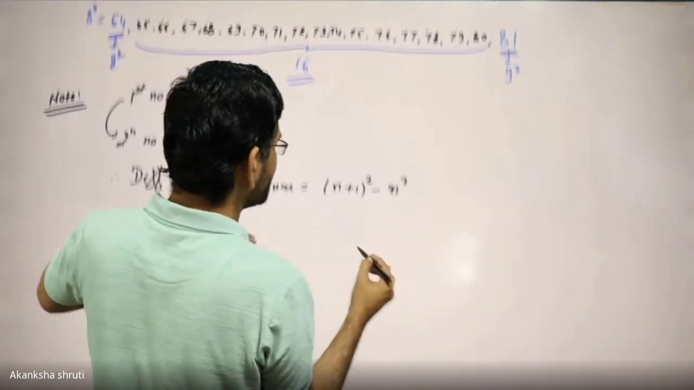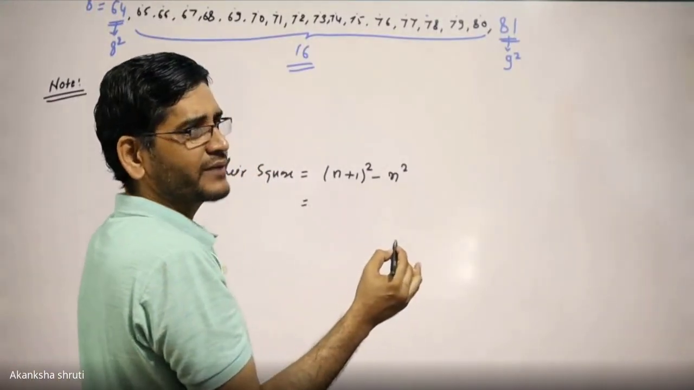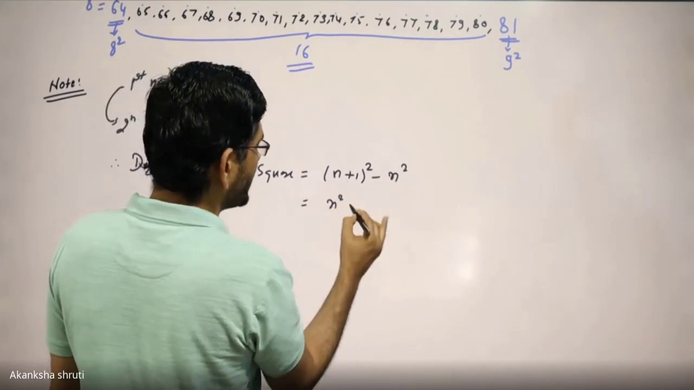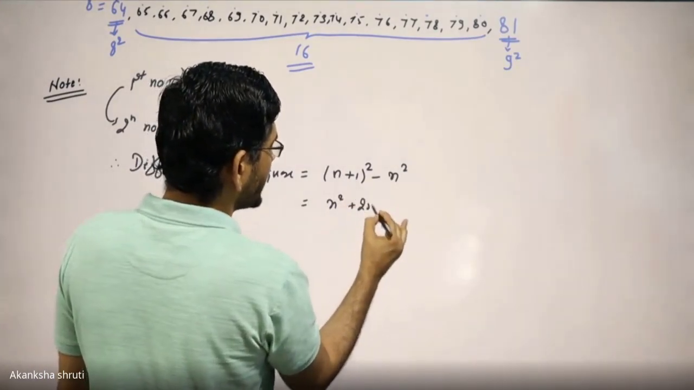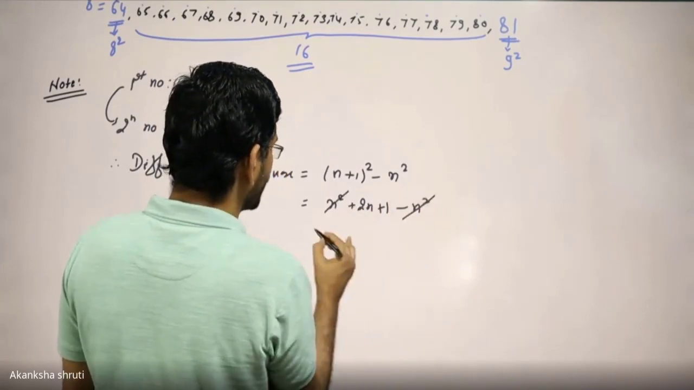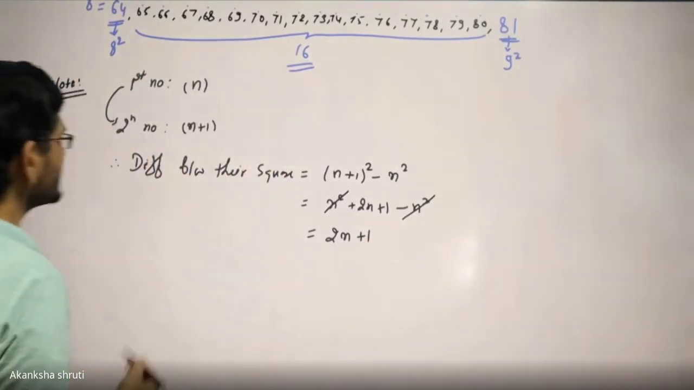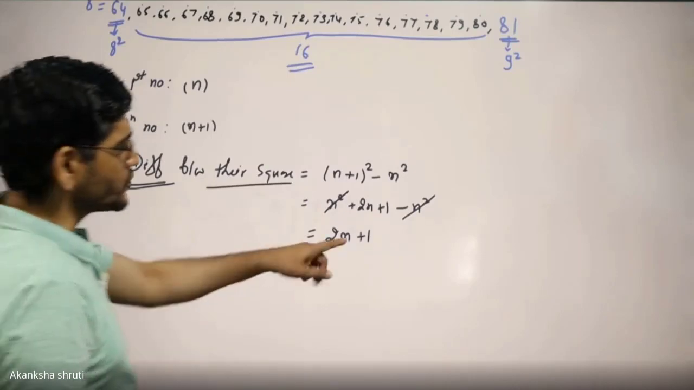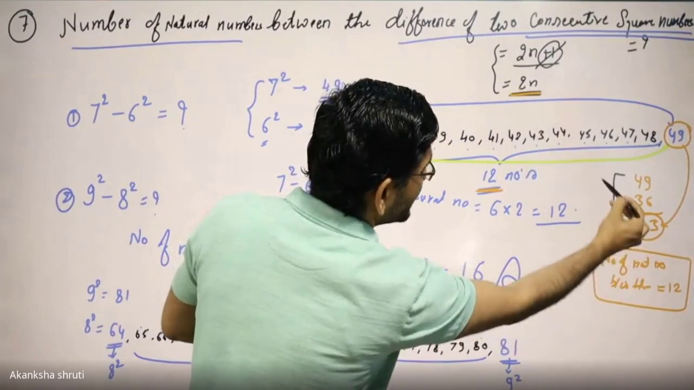Students, this can be simplified. So break it on the whole square or use the formula a square minus b square. Let me break the whole square: n square plus 2 into n plus 1, so it is 2n plus 1, minus this n square. Students, n square gets cancelled. What is left is 2n plus 1. So students, this is the difference between their squares. It is 2n plus 1, what we had written here, or the difference that we had taken here.